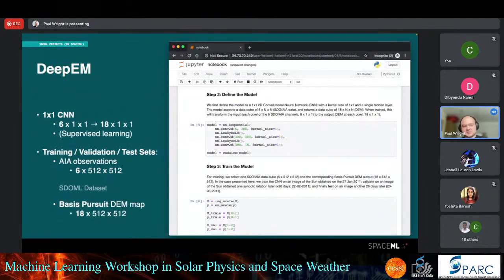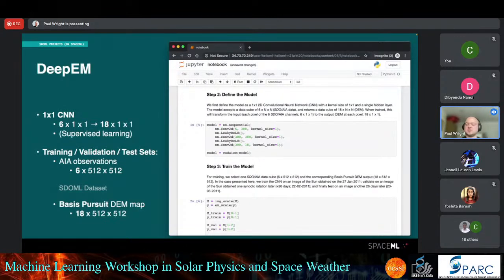So to demonstrate, this is the first demonstration of SpaceML, and I'll walk you through how this works. So how does DEM work? Well, we want to learn the mapping, as I've said, from 6 EUV values from these AIA channels to 18 temperature bins for every pixel in the set of images. In this notebook, we pose it as a convolutional neural network with a kernel size of 1 by 1. And this just has, for this example, a single hidden layer.